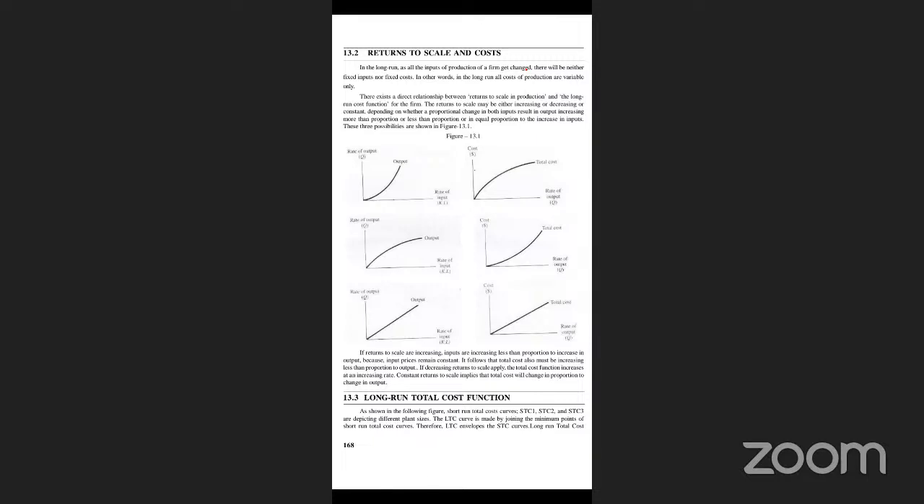And if it is considered to be constant, that is the last graph, constant returns to scale implies that total cost will change in proportion to the change in the output. Now, if you are changing the quantity, the total cost also will change. So for returns to scale and cost, we have increasing in the first two graphs, decreasing in the next two, and then constant. Constant means total cost will change in the same proportion as the change in the quantity.